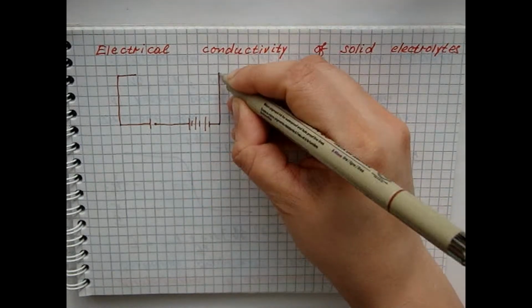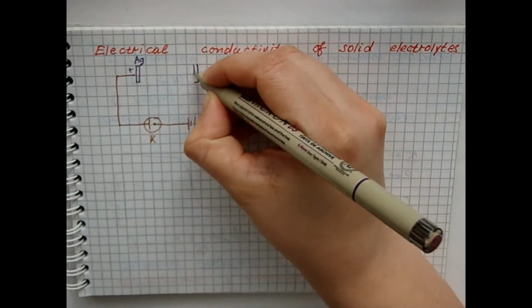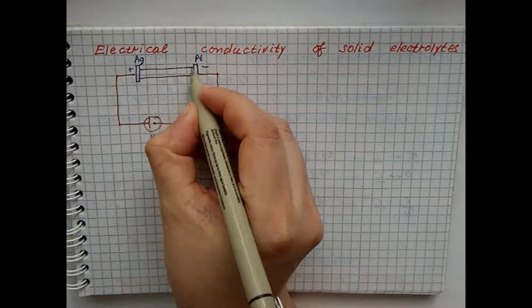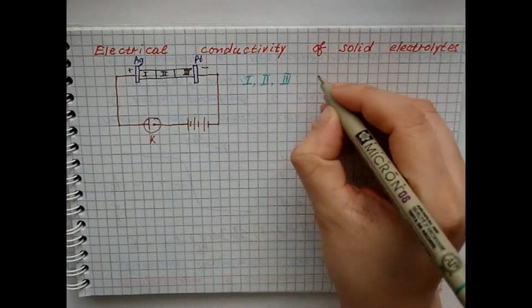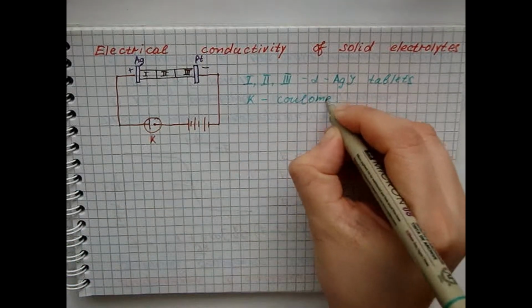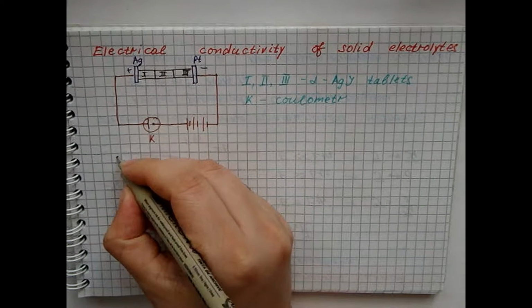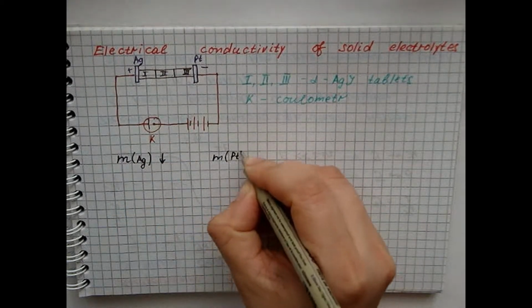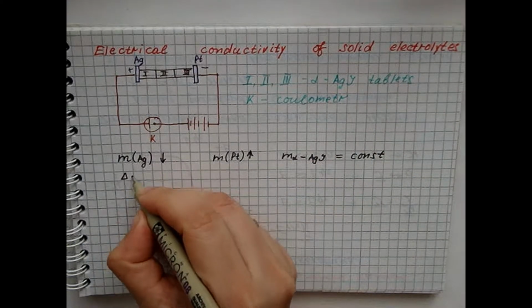To the electrical circuit was connected a coulometer to determine the amount of electricity. After passing the current, the tablets were separated and the tablets and electrodes were weighed. In experiments with alpha silver iodide, it was found that the mass of the silver anode decreases, while the mass of the cathode increases by the same amount. The weight of the tablets does not change.